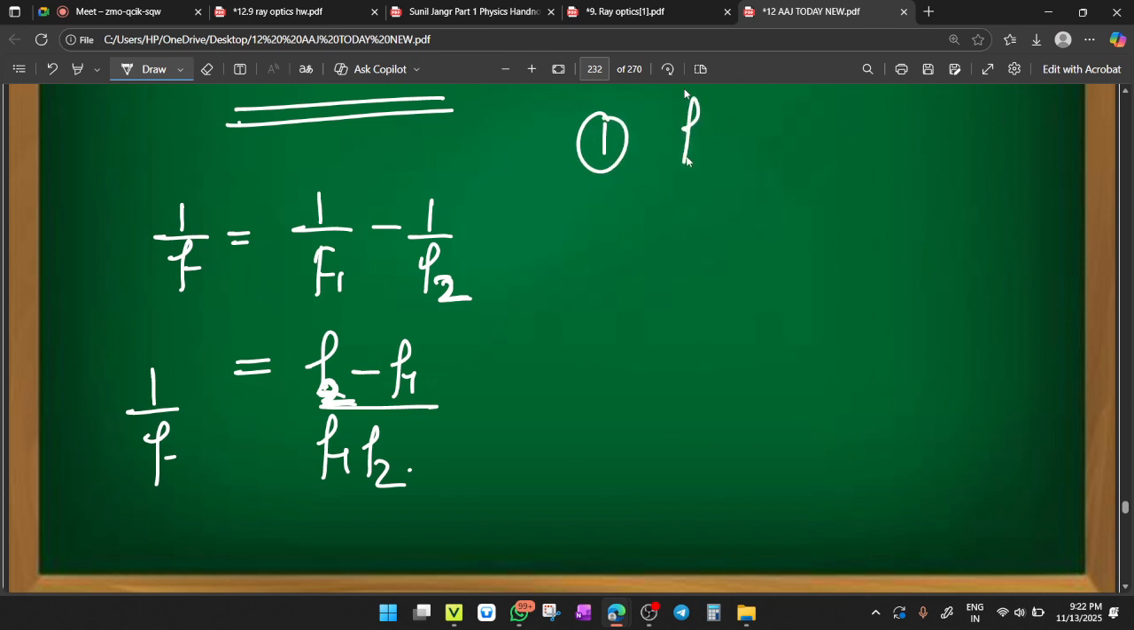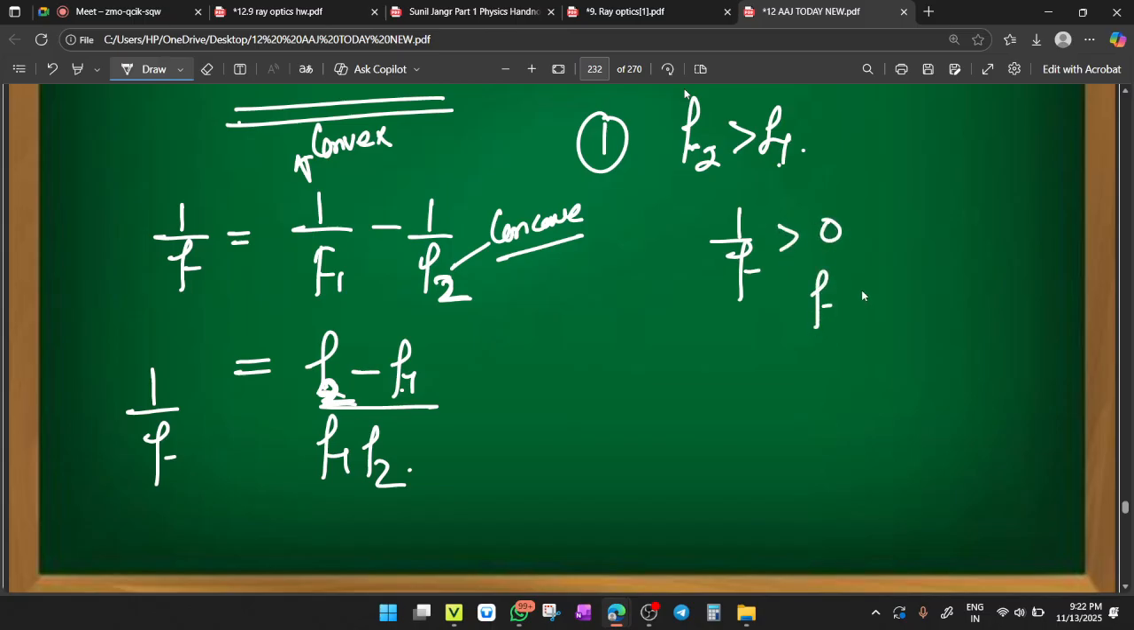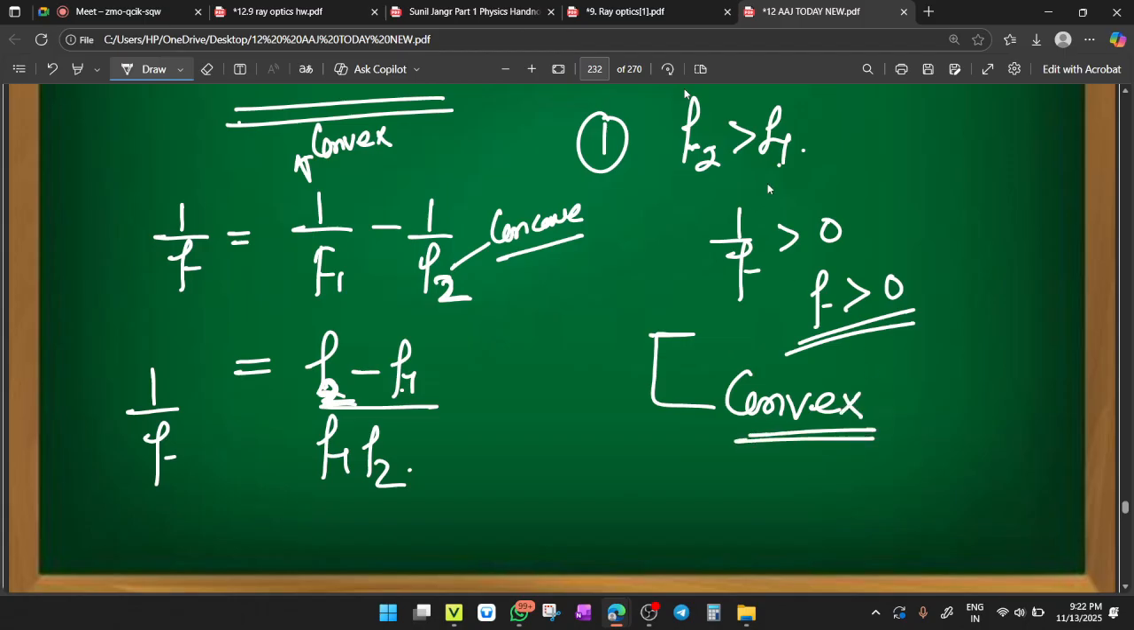So 1 upon f is (f2 minus f1) upon f1 f2. The first case is when f2 is greater than f1. Here f1 means convex and f2 means concave, because its power is negative. Clear? So when the focal length of the concave lens is greater than the focal length of the convex lens, your final answer will be positive. That means 1 upon f is greater than 0, that is, f is greater than 0. So your final lens will behave like a convex lens. Clear? Because your resultant focal length will be positive.